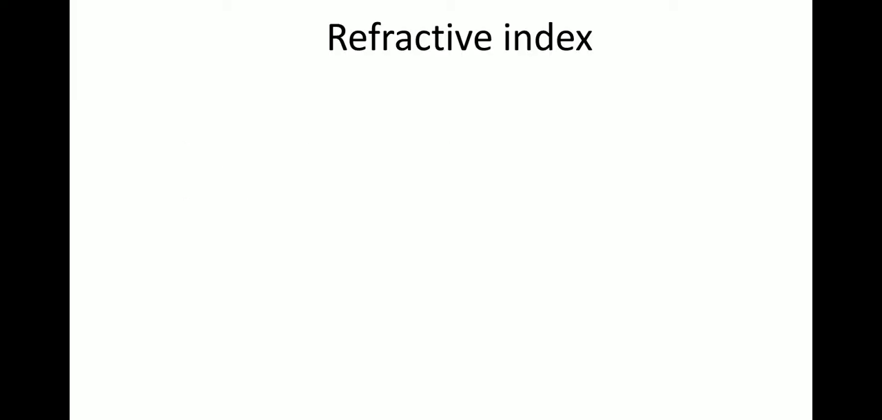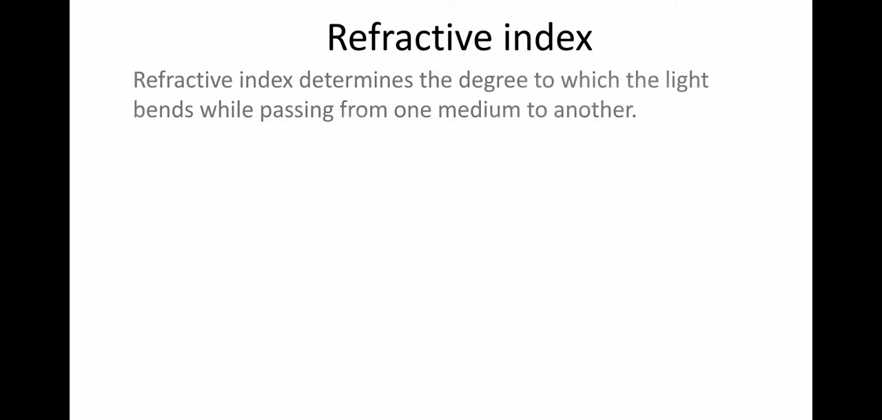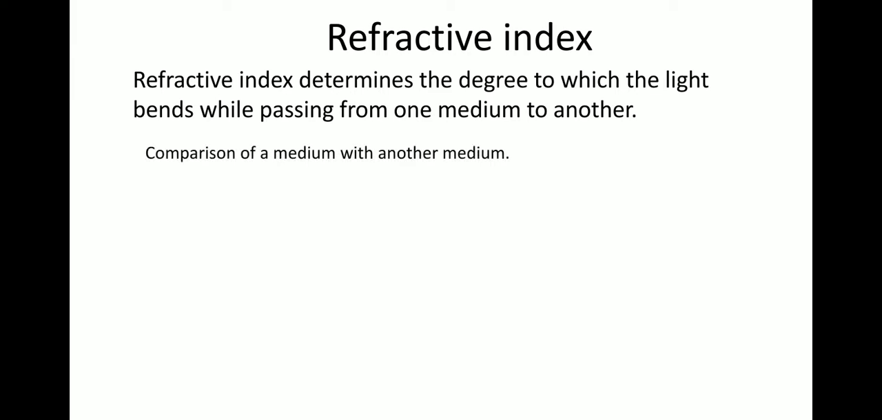In the previous class, we have learned about the refractive index, that it determines the degree to which the light bends while passing from one medium to another. Actually, in the previous class, we also learned that refractive index is obtained by comparing the speeds of light in different medium. So, by comparison of a medium with respect to another, the refractive index is obtained. But generally, when we are talking about refractive index, we always compare the speed of the light in that particular medium with respect to the speed of light in the vacuum.